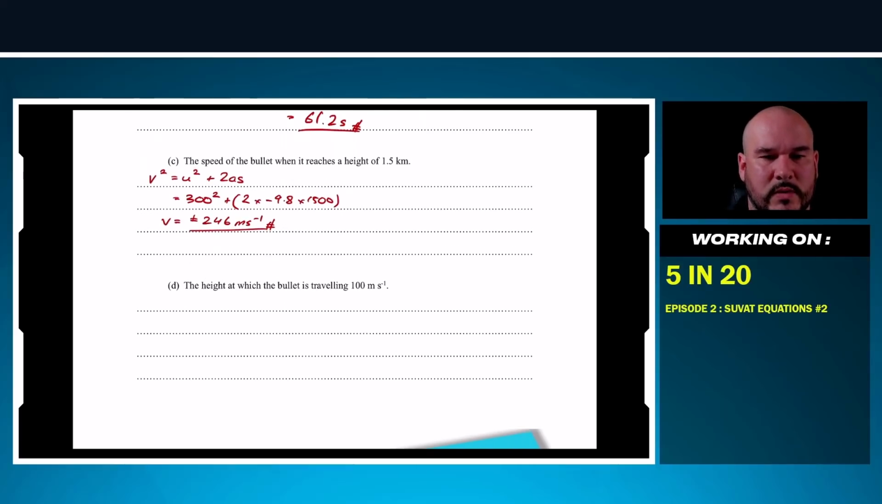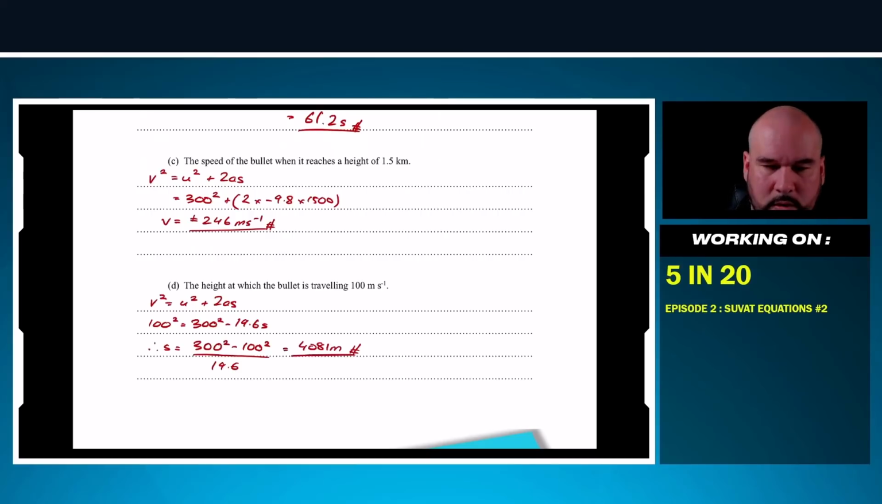The height at which the bullet is traveling 100 meters per second. So it's basically the opposite to part C. Okay, so in this case here, we're solving for S given a certain value of V. All right, so we've got 100 squared is 300 squared minus 19.6 S. Solve for S: 300 squared minus 100 squared over 19.6, and we end up with 4.1 kilometers, basically.